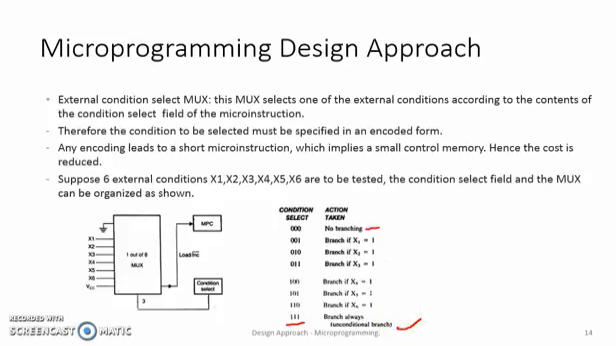When the condition select field is 010, the output of the mux is the same as the value of the external condition variable x2. Therefore, the microprogram counter will be loaded with a branch address only when x2 is equal to 1. Otherwise, it is incremented. Conditional branching is thereby achieved.